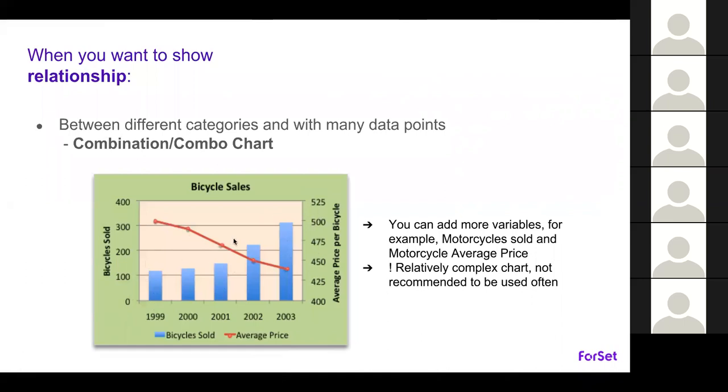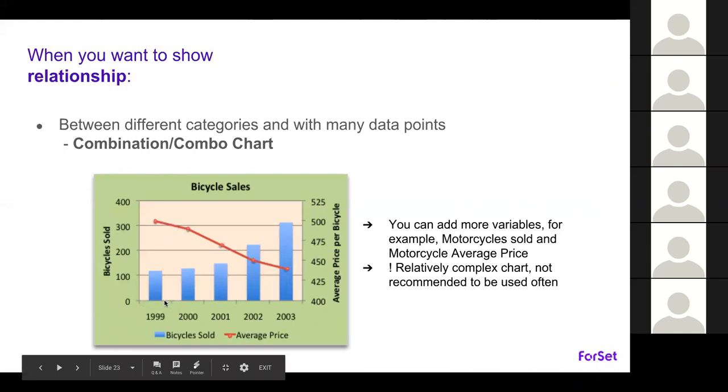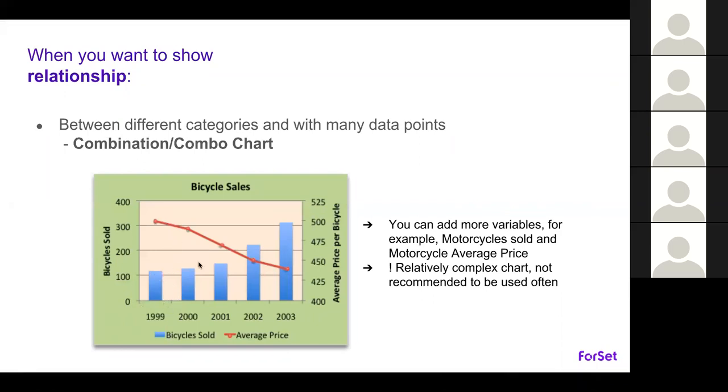However, it's still a little bit complicated because we have two different categories and two different measurement units for those categories here. If you needed to, you could also add additional variables. For example, you could add motorcycles next to bicycles, maybe show it with a green column and add a yellow line for the average price of motorcycles, but then again it would make this chart even more complicated.